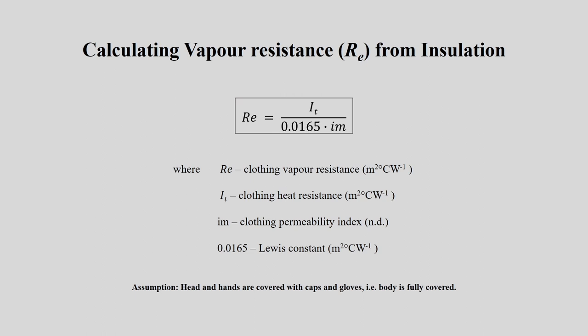So how do we calculate the vapor resistance? Re is equal to IT divided by 0.0165 times IM. What are these things? Re is the clothing vapor resistance, IT is the clothing heat resistance, IM is the clothing permeability index, that is, how permeable that particular textile or material is, and 0.0165 is the Lewis constant. The assumption is that the head and hands are covered with caps and gloves, that is, the body is fully covered. In that situation you can use this formula and get the vapor resistance, but it is always suggested you refer to the CLO value from ISO 9920.